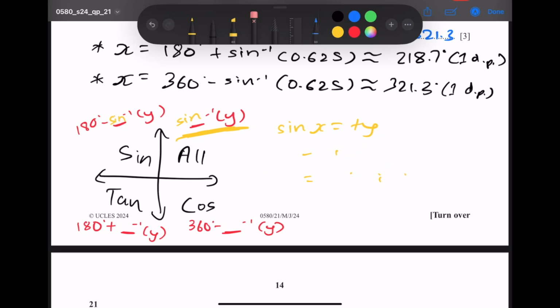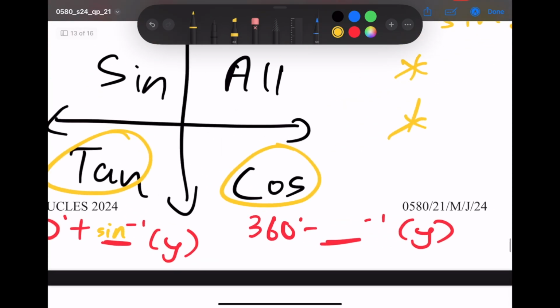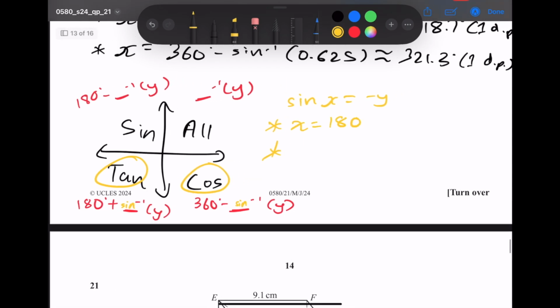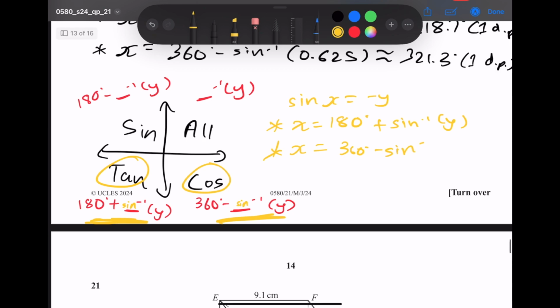Now, if sin x was equal to negative y, in this case, we use the two rules of the regions where there's no sine. So in this case, tan and cos. So you sub in sin over here, and take x as 180 degrees plus sin⁻¹ y, where we take the positive value and not the negative value, so the absolute value essentially, and we take x is equal to this rule, 360 degrees minus sin⁻¹ y.